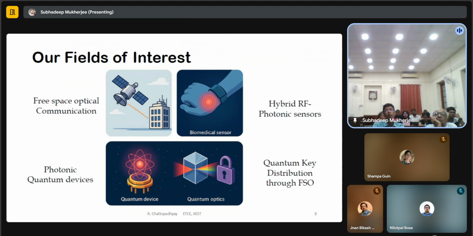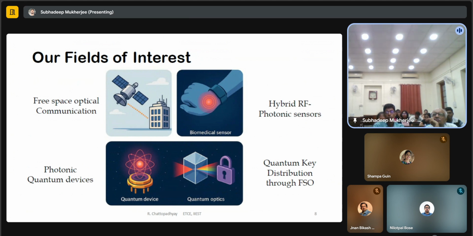So in IIST, our field of interest is free space optical communication, mostly for backhaul establishment. Then we are also working on hybrid RF photonic sensors, biosensors, because in some applications we have seen that though light signals have very precise measurement capabilities and are a strong candidate, the penetration depth of the optical signal is very small. It cannot penetrate beyond a few millimeters after our skin.